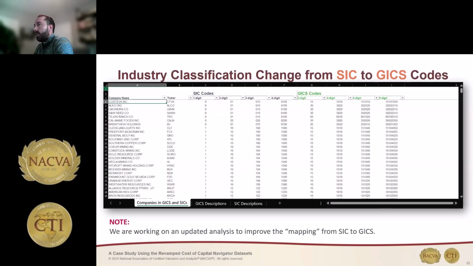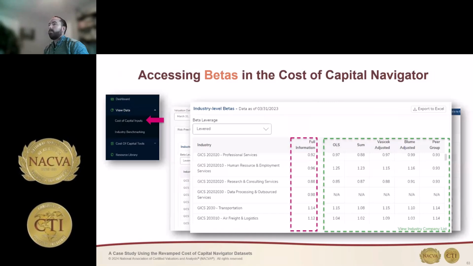I do want to call out that we've had this spreadsheet out for a couple of years. We've had a lot of feedback from customers. One, it's outdated, and two, it just needs to be improved. So we have heard you. We are working on an improvement to this and an expansion of this data here. So we're hoping to improve the ability for our users that are used to using SICs and give them a better tool to map to the appropriate GICS industry classification. So that is forthcoming.